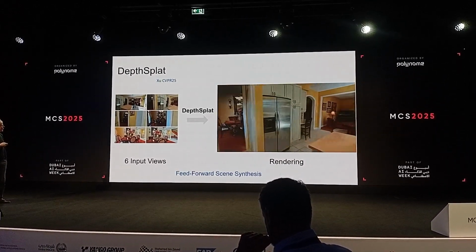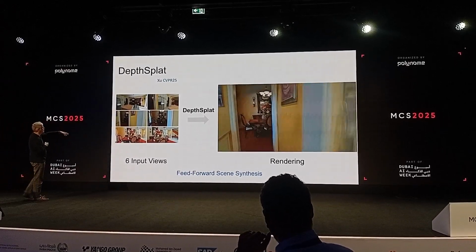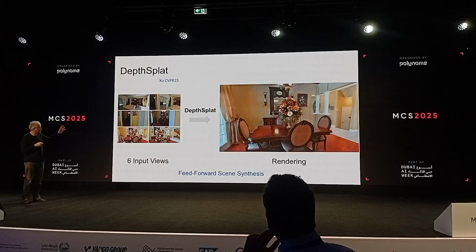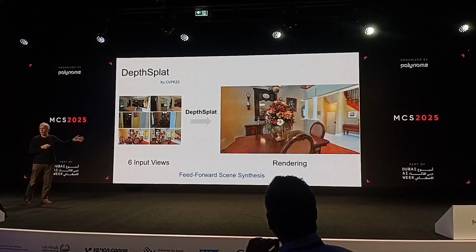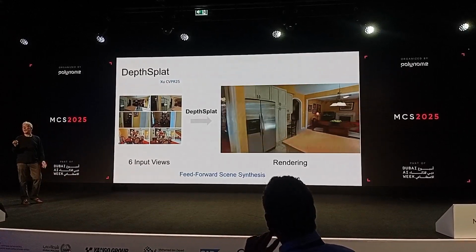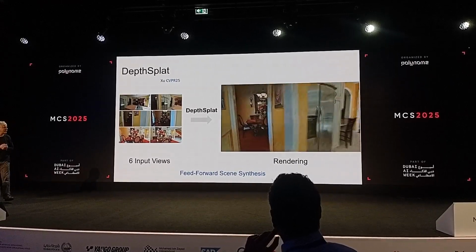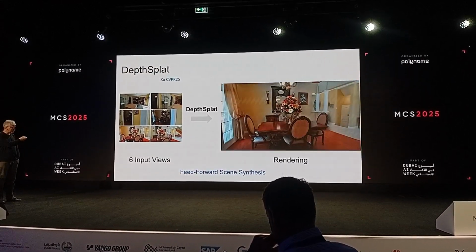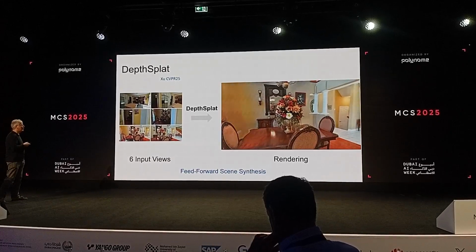Okay, so this is kind of how it looks. So here you see, for example, 6 views of an apartment, and then from those 6 views, we can generate this whole tour through the apartment. So you can imagine the applications in real estate, for example, that you could have with this. And so this also is a pure feed-forward system.